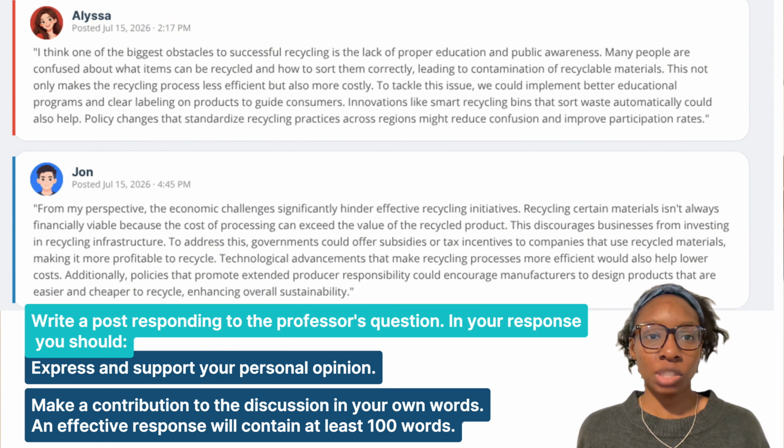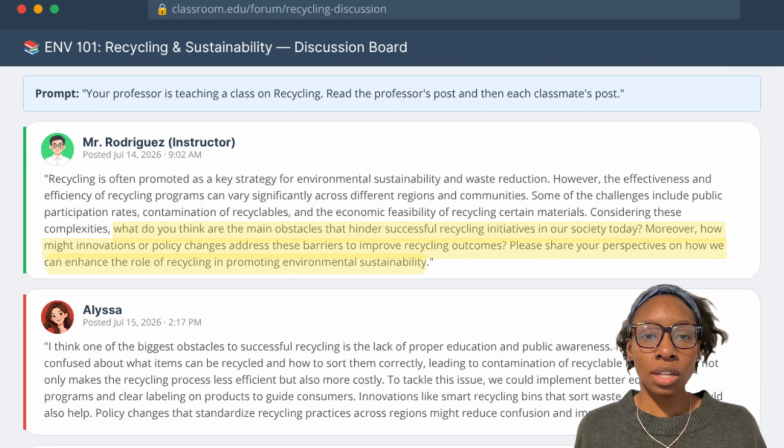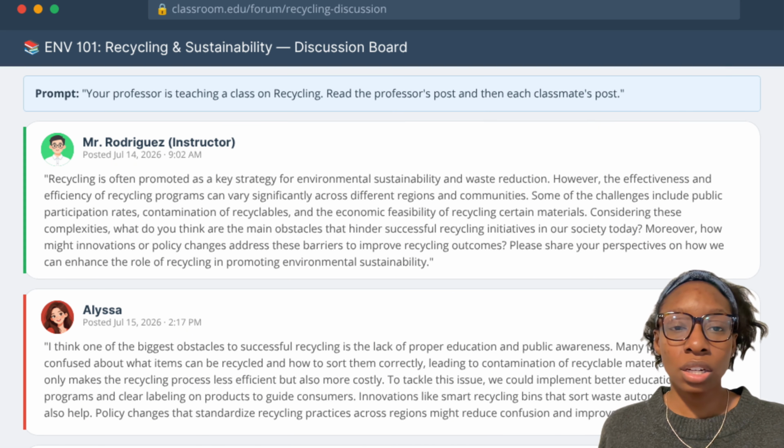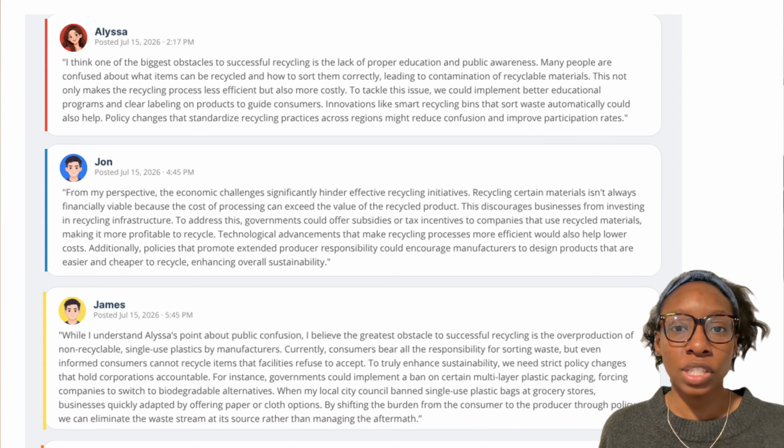Look at this sample response. It briefly acknowledges a classmate, but quickly shifts into the writer's own opinion on plastic manufacturers. The middle section supports this with logic. Consumers can't recycle things that facilities won't take, so we need policy changes targeting corporations. Then comes a concrete, real-world example to prove this point.